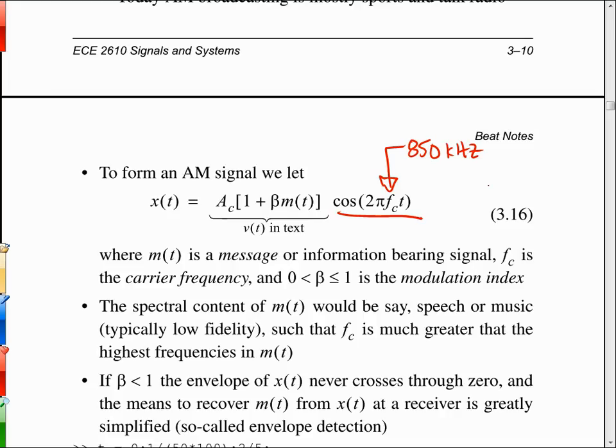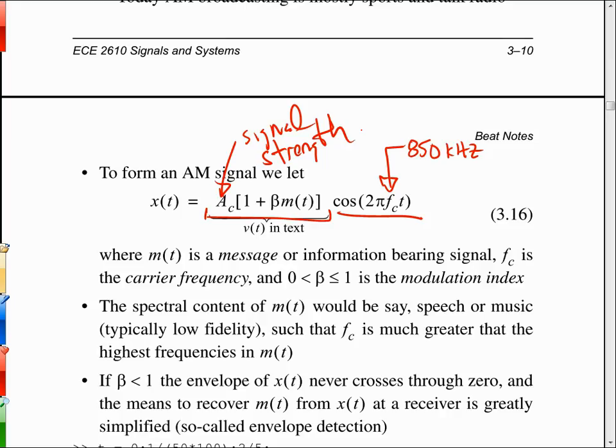At any rate, cosine 2 pi FC t, the 850 kilohertz, and then we put out in front of it, through a multiplication operation, an amplitude. So this relates to the signal strength. How much power do you want to radiate into space off the antenna? That's what that AC is for. And then in square brackets, 1 plus beta times m of t. Beta and m of t constitute what's called the message. Beta is just a parameter called the modulation index.